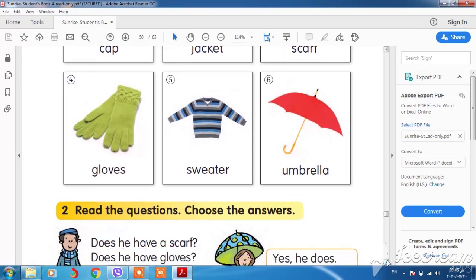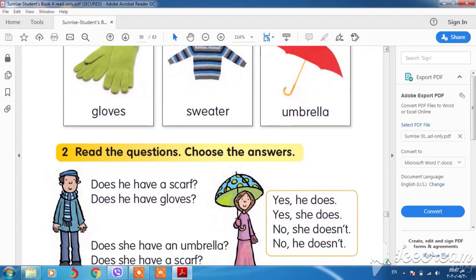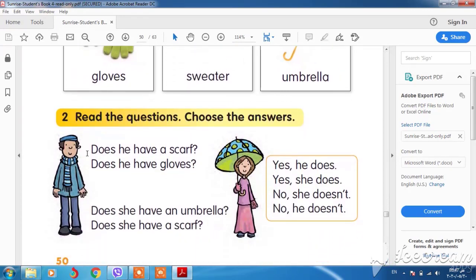And we have two persons here. Let me ask you a question. For example, does he have a scarf? Yes, he does. Does he have gloves? No, he doesn't. Does he have a cap? Yes, he does. Okay. Does she have an umbrella? Yes, she does. Does she have a scarf? No, she doesn't. We use does for the question because we have he, one person, okay?